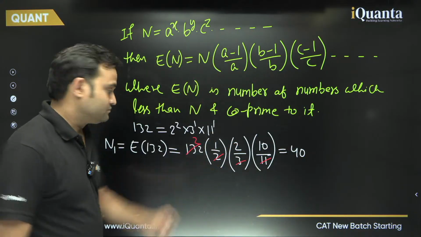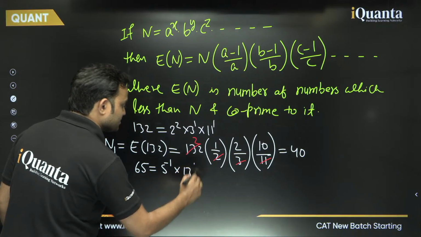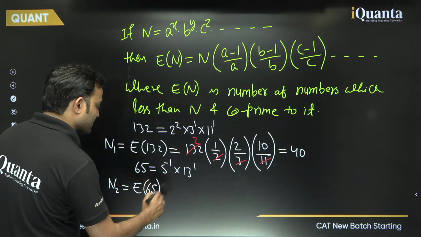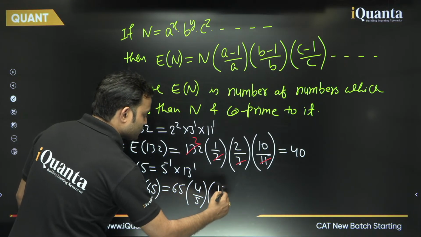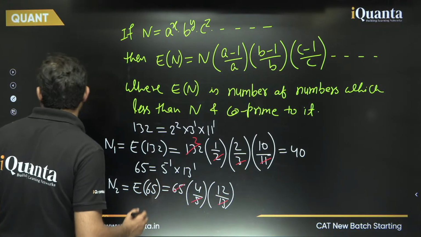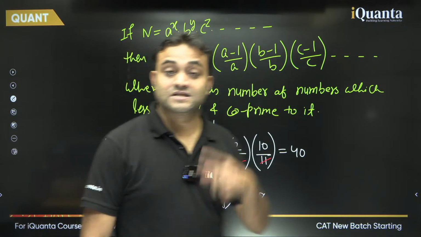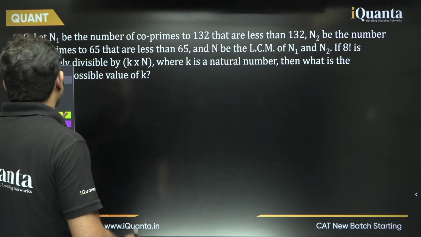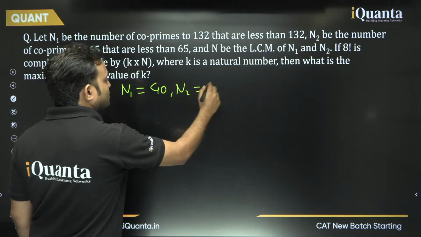This is n1. And again, what is 65? 65 is 5 to the power 1 into 13 to the power 1. What will be n2? It will be Euler of 65, which is 65 into 4 upon 5 into 12 upon 13. So from there we get 13 into 4, 52, sorry, 4 into 12, which is 48. So this value will be equal to 48. So n1 is 40, n2 is 48. Now let's go back to the question. What do we know? n1 is equal to 40, n2 is equal to 48.